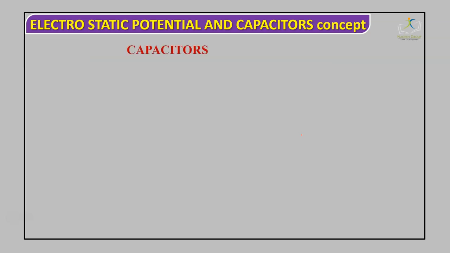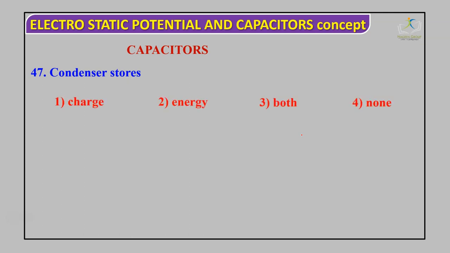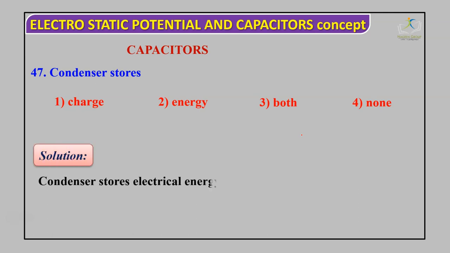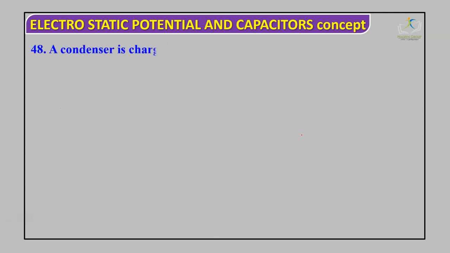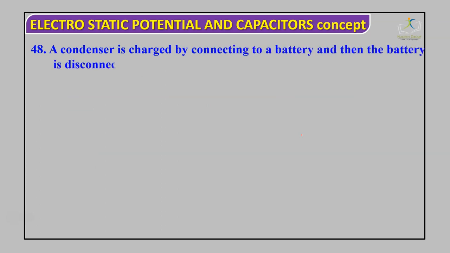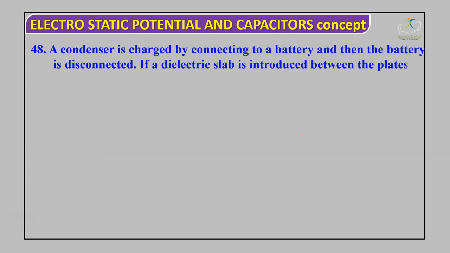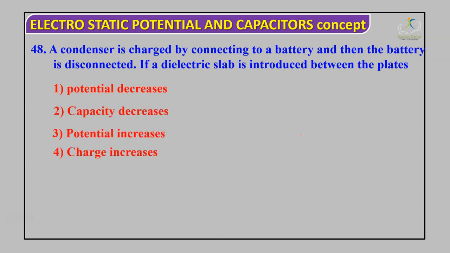Now, we are going to do the questions which are based on capacitors. A condenser stores charge, energy, both, or none. The correct answer for this question is that a condenser stores electrical energy. That means option 3. Next, we have a condenser charged by connecting to a battery, and the battery is disconnected. If a dielectric slab is introduced between the plates: potential decreases, capacity decreases, potential increases, charge increases.